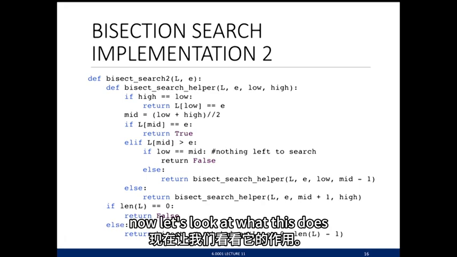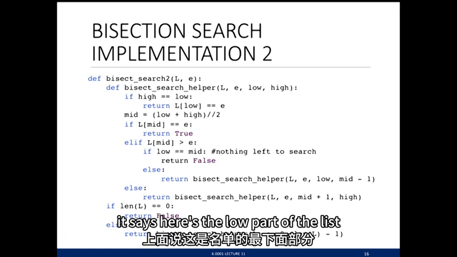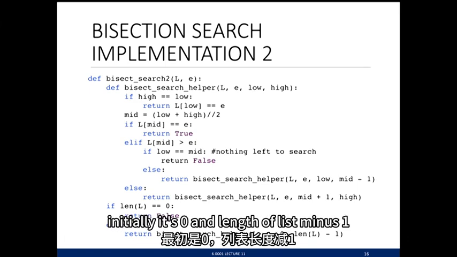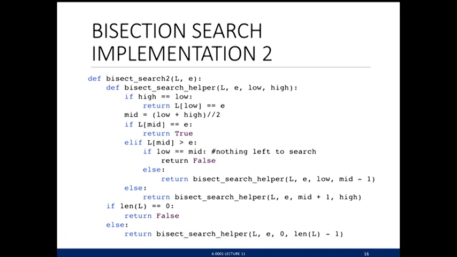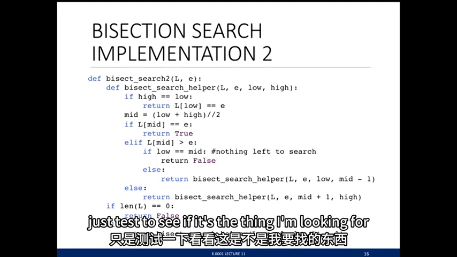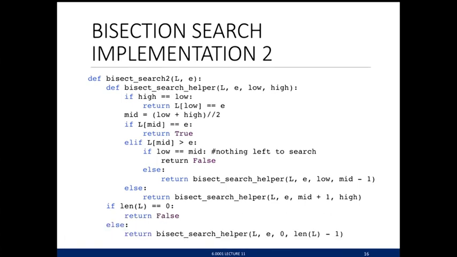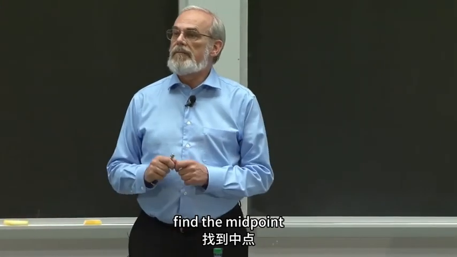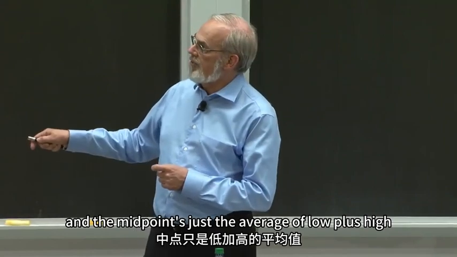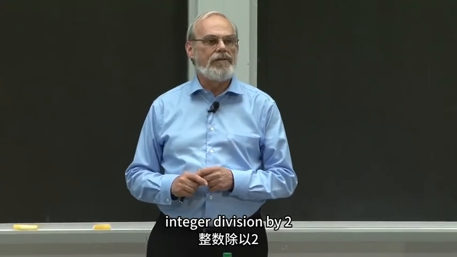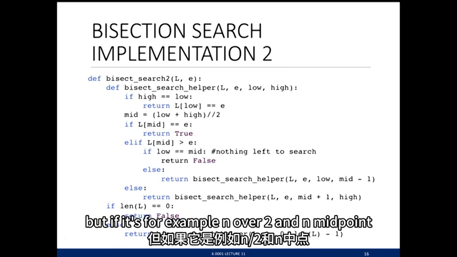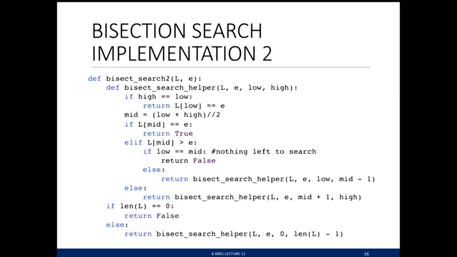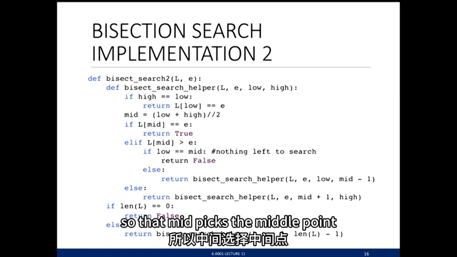Okay? Now, let's look at what this does. It says, here's the low part of the list, the high part of the list. Initially, it's 0 and length of list minus 1. It says, if they are the same, oh, cool, then I've got a list of length 1. Just test to see if it's the thing I'm looking for. If they're not, find the midpoint. And the midpoint's just the average of low plus high, integer division by 2. Think about it. If it's 0 and n, midpoint is n over 2. But if it's, for example, n over 2 and n, midpoint is 3/4 n. So that mid picks the middle point.